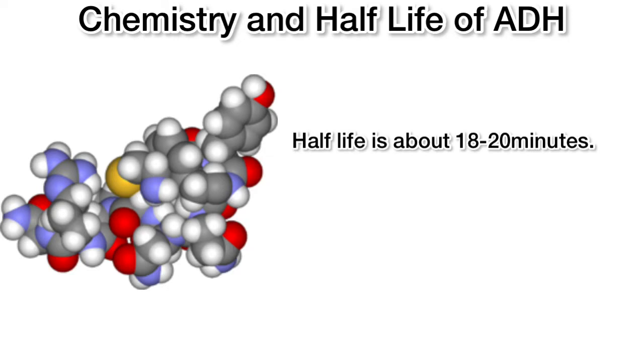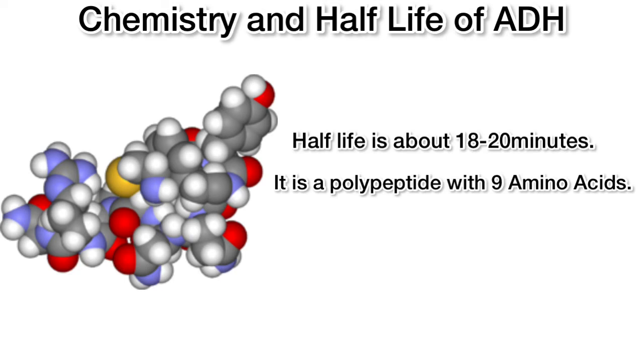So the half-life of antidiuretic hormone is just about 18 to 20 minutes. What it simply means is the time required for half of the antidiuretic hormone to be metabolized. Alright, the time required for it to lose half of its action. It's just about 18 to 20 minutes. Antidiuretic hormone, as you know, is a polypeptide, so it contains 9 amino acids.